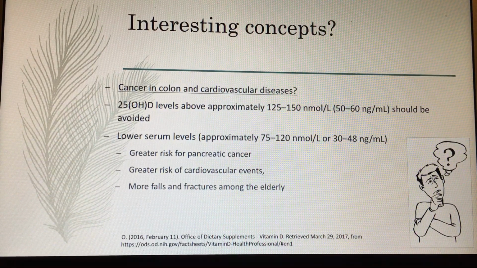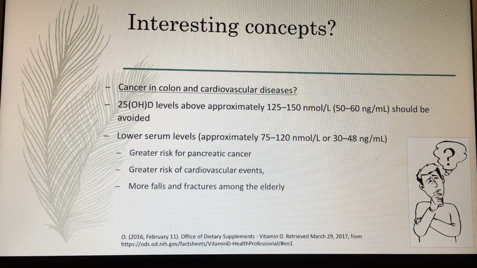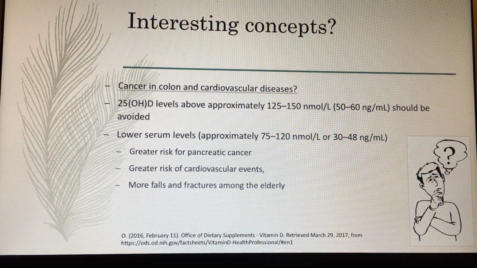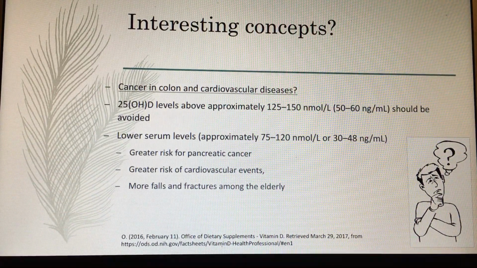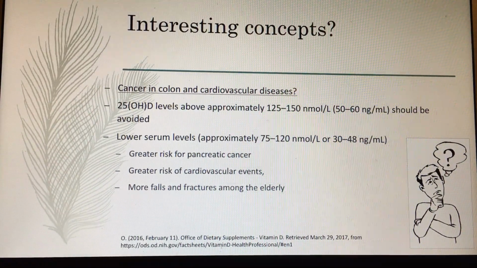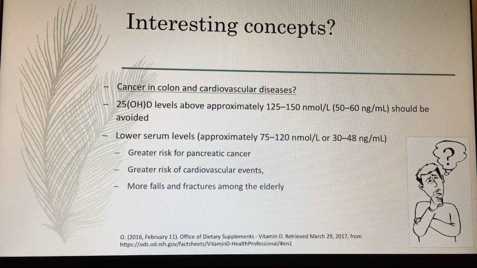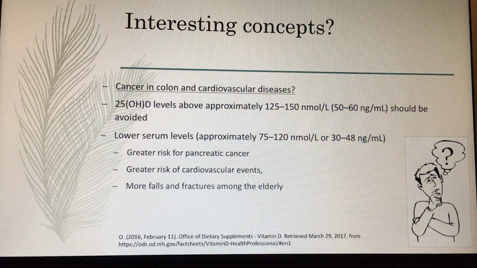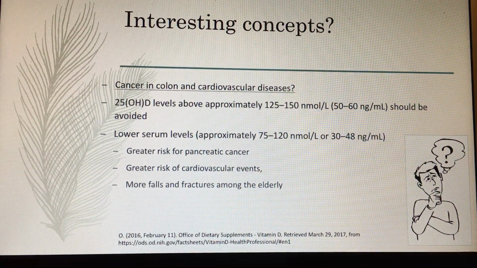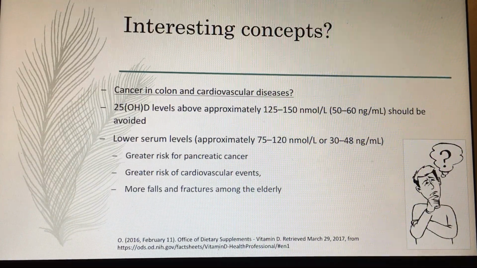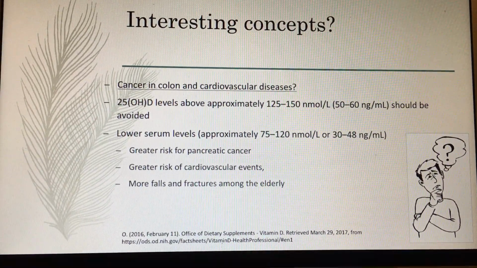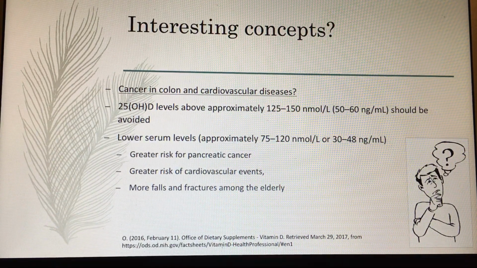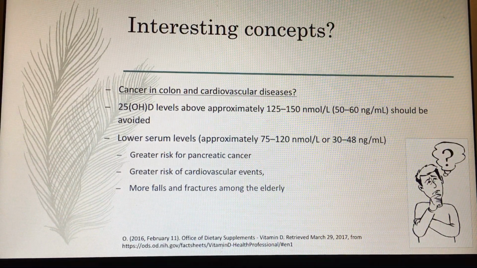However, one study of Finnish smokers, for example, found that subjects in the highest quintile of baseline vitamin D status had a threefold higher risk of developing pancreatic cancer. A recent review found an increasing risk of pancreatic cancer associated with high levels of serum 25-OHD. So we don't want to consume more than the limit of vitamin D, to avoid the toxicity outcomes.